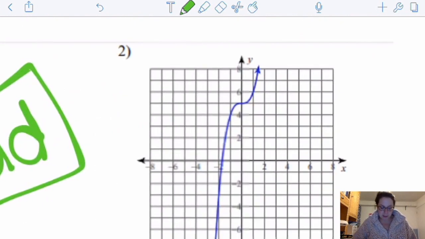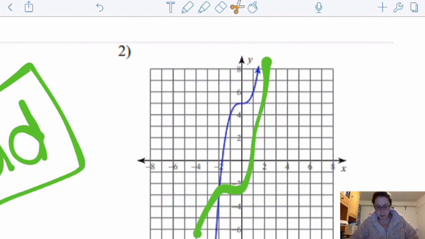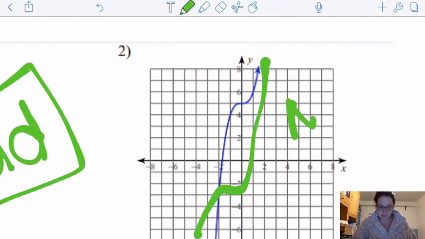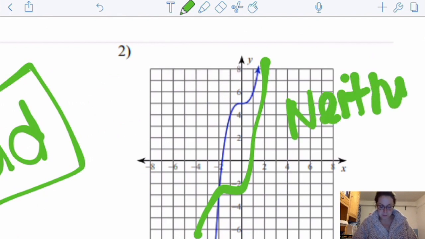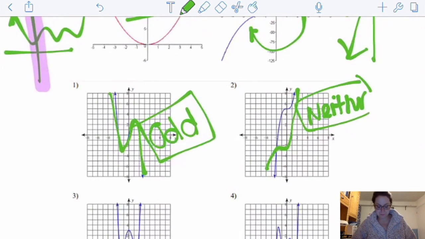So same thing for this one. If you look at the end behavior, we see that that has odd end behavior, right? But that's talking about the degree. I'm asking about the symmetry. This is not something that if you rotate it 180 would look the same, right? It would look different. So this is neither, because it's not symmetric. This is what we've been doing all year. It's not the same as end behavior, right?